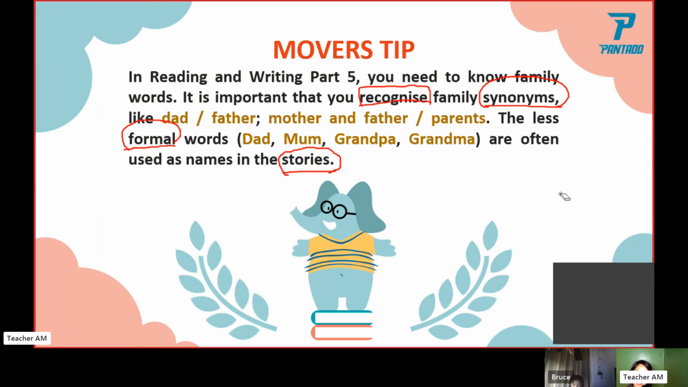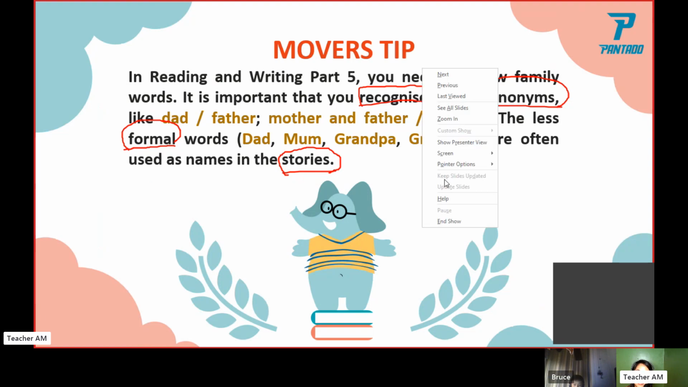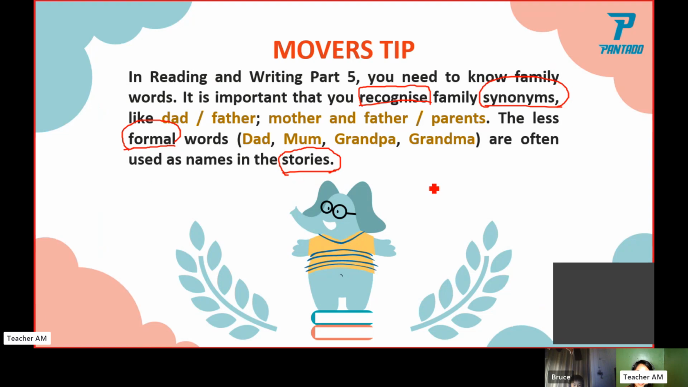Synonyms. Synonyms. Okay, synonyms. Names. You say names. Names. Okay. Synonyms. Okay. What about this one?